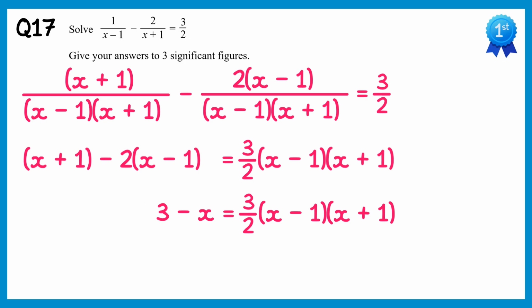You can see we've got a divide by 2 here. We can cancel that by multiplying both sides by 2. If you multiply the left side by 2, we get 6 minus 2x, and if you multiply the right side by 2, that'll cancel out that divide by 2, so you've just got 3 there.